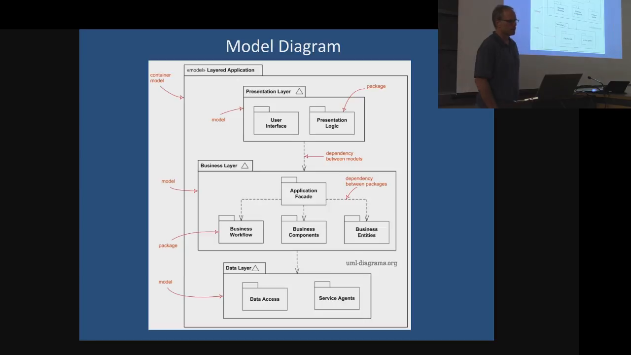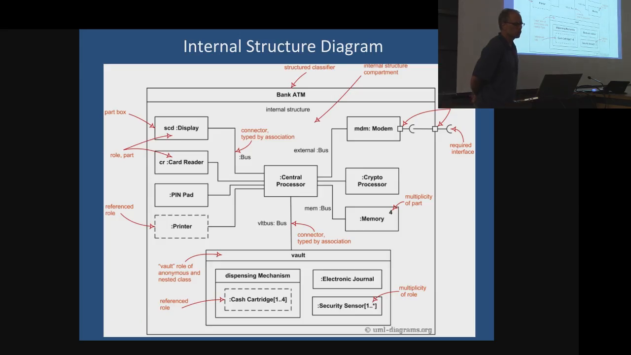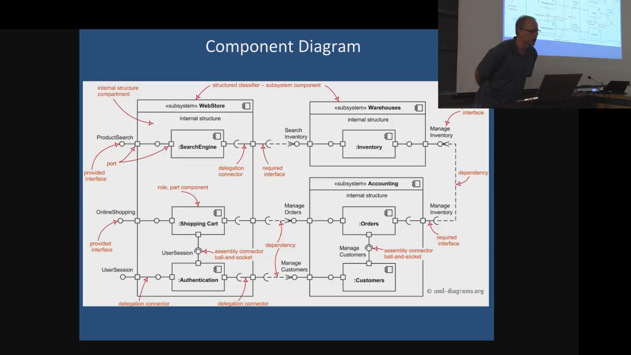All right? Here is a model of a different part of the system that sort of shows the business layer of an application, and the data layer, and the presentation layer. And here's the internal structure of a bank ATM. This is a component diagram. Let's talk about search engines and shopping carts and authentication. So I'm not familiar with this type of diagram, but the connectors, it all means something. You could look up and read what it means. The diagram is useless unless you understand the notation being used.